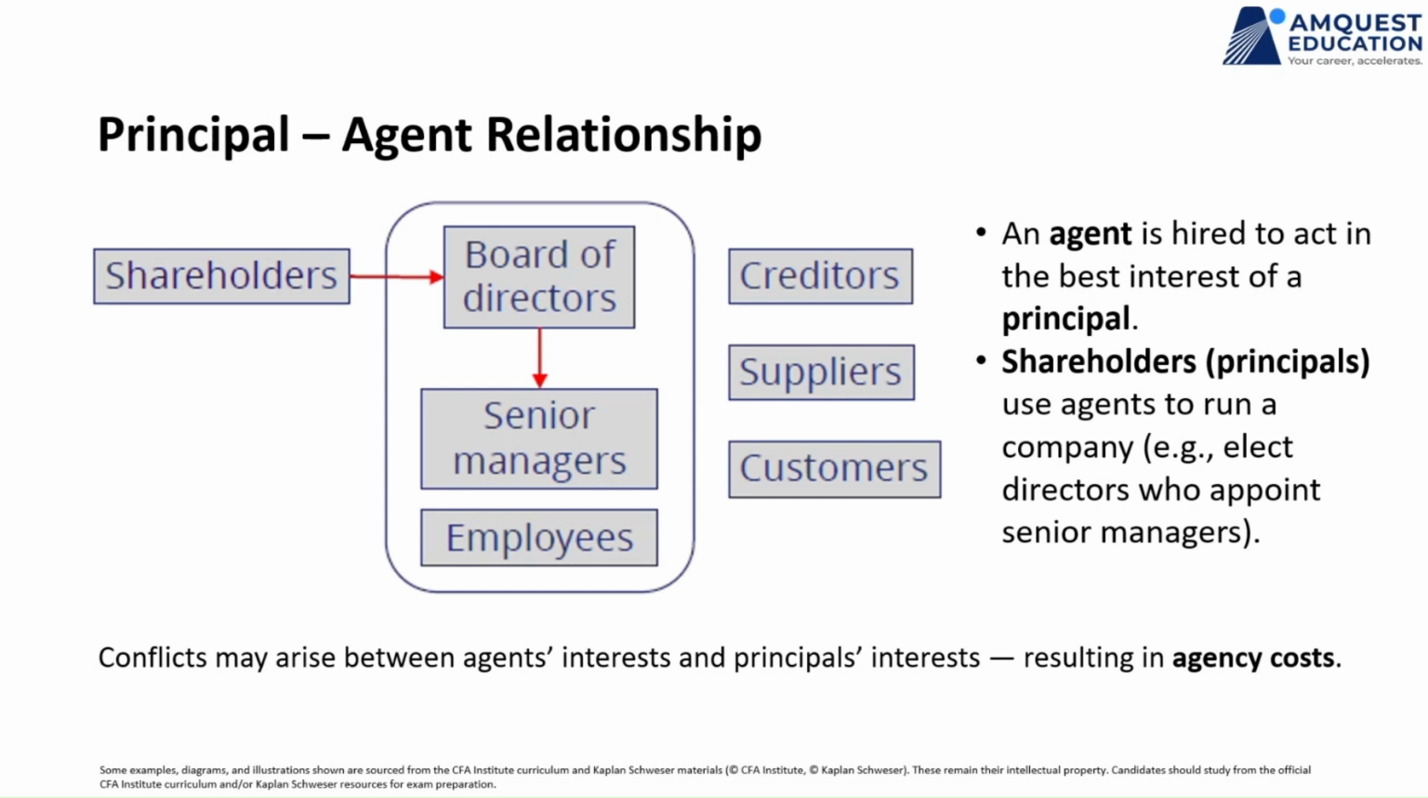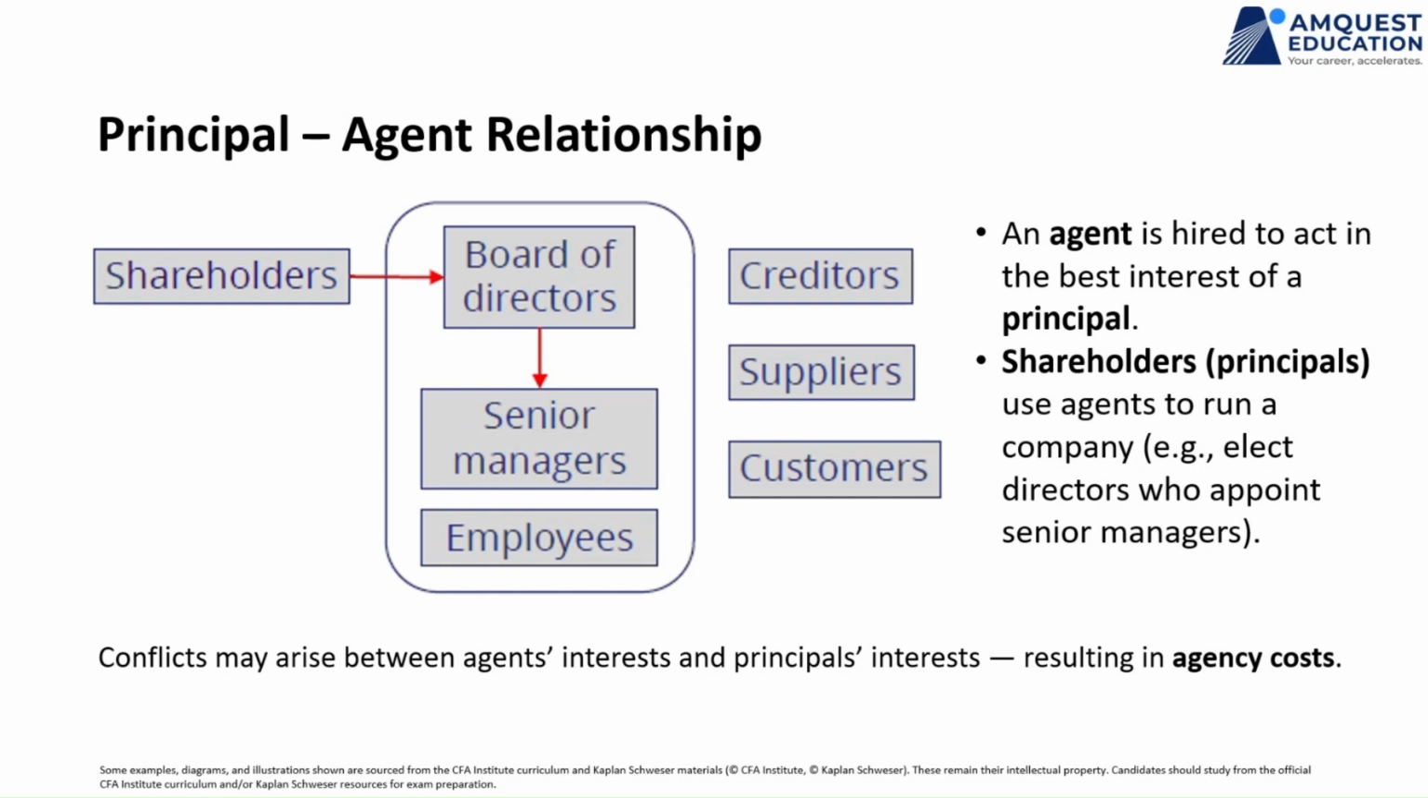The board of directors are appointed by shareholders, right? The shareholders basically approve a board. And the board of directors then take care of the management, right? So the shareholders are the principals and they run a company by an elected board, and the board is going to appoint the managers and the employees.